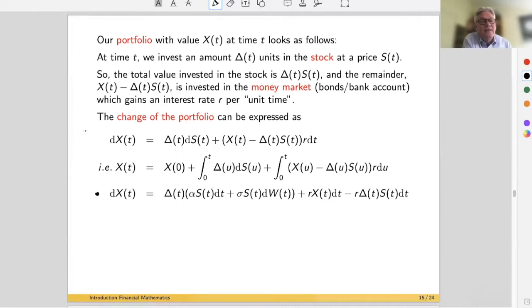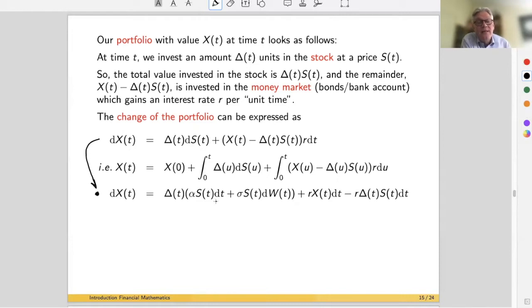So here, dXt is delta times the dynamics of S, alpha St dt plus sigma St dWt. That is substituted here. And the other parts are r X dt, minus r delta t St dt. These are the dynamics written out of our portfolio value X.